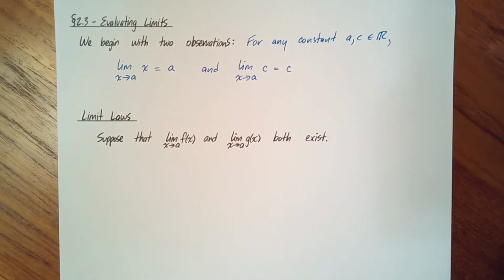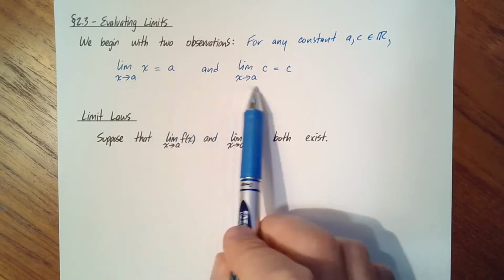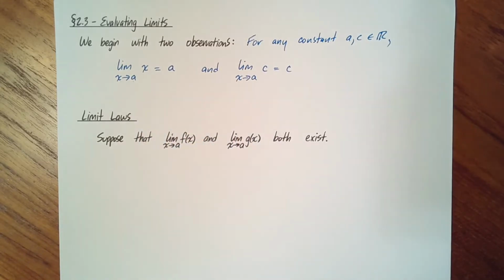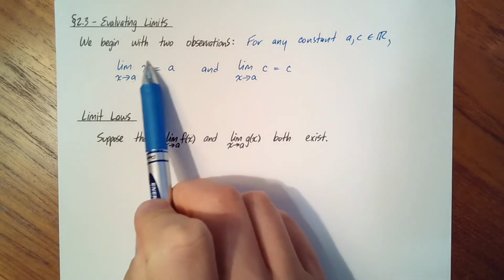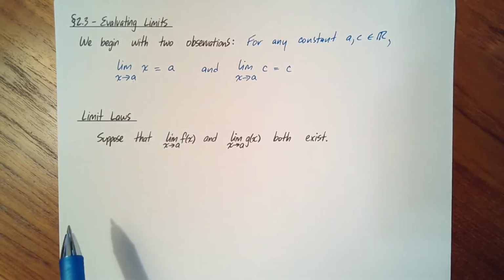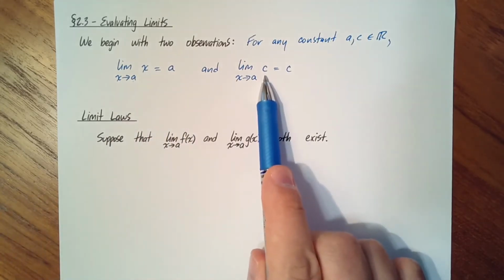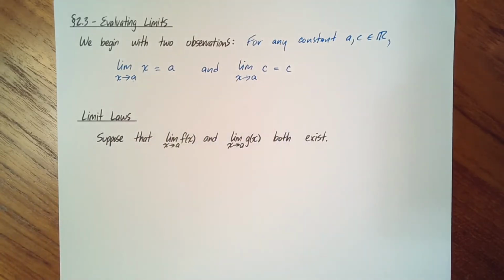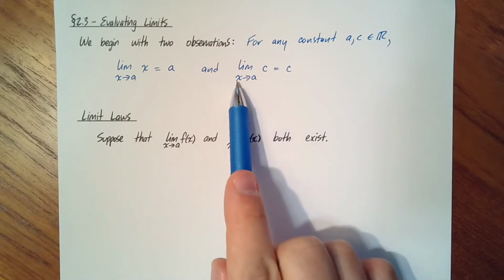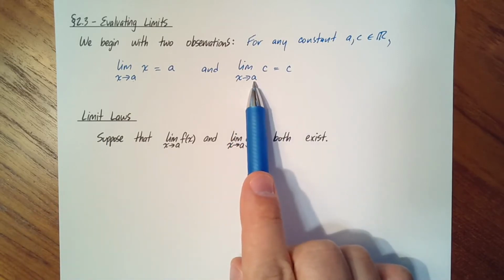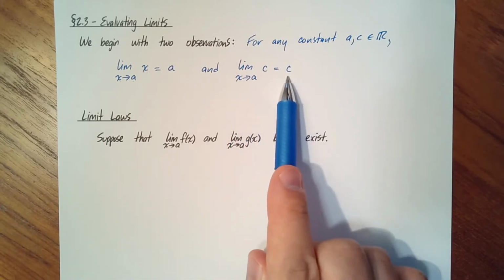Okay, and if you want, as an exercise, you could verify these by drawing some graphs. For this one, you could just draw the graph of the identity line and use the graphical method for evaluating limits, and you can show that this limit is equal to a. And then here, just draw a picture of a constant function and see what happens as x gets closer and closer to some fixed x value a. And you'll see that you're always going to get that constant c that you started with.